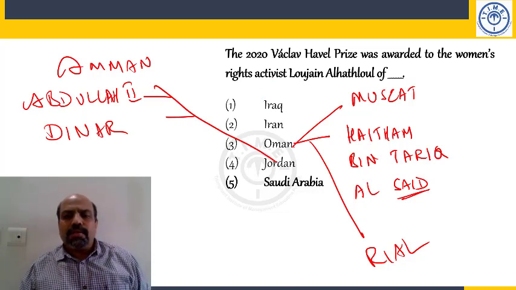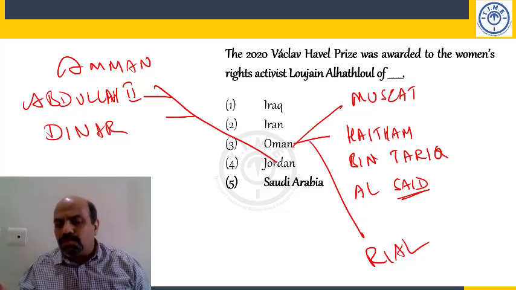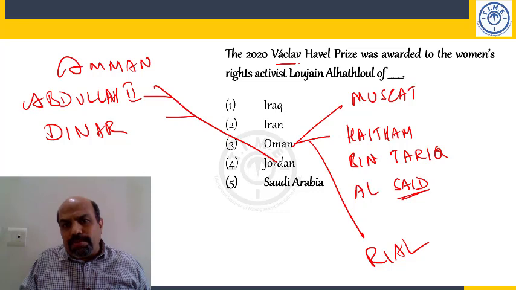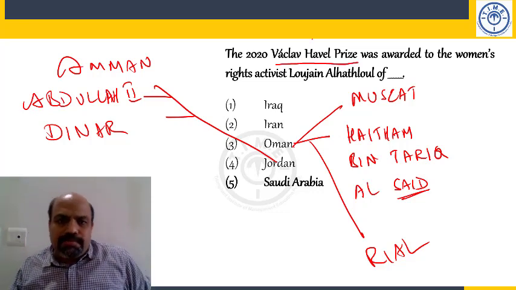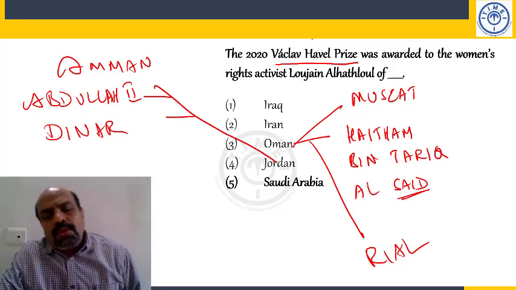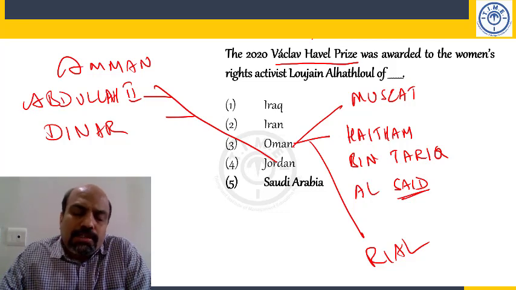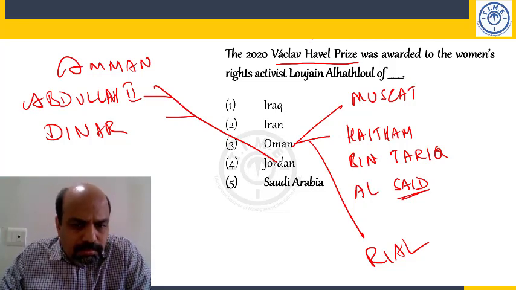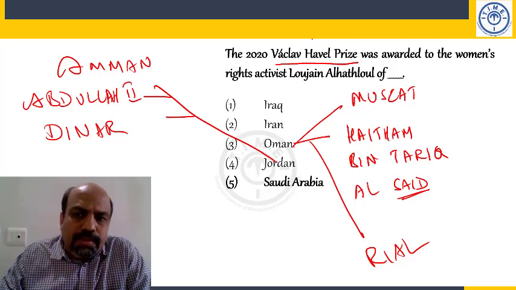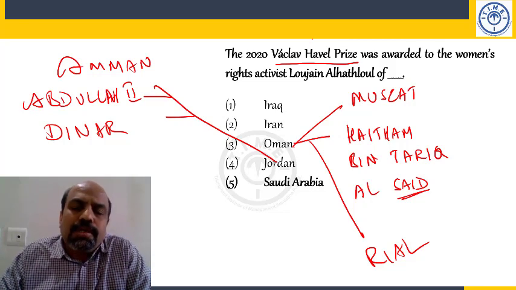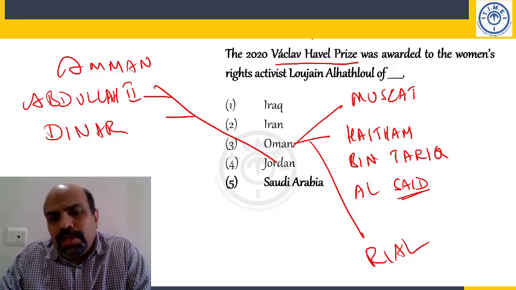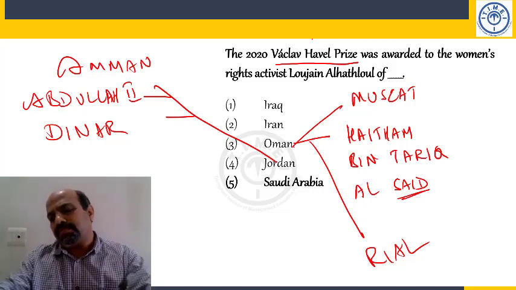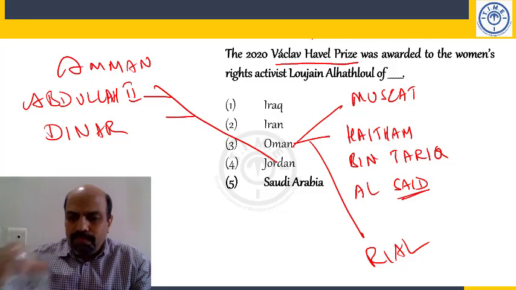And if you still wish to write as to what is the award given, by now you would have understood it's about human rights, defense of human rights. If in the end you still want to write one line, Vaclav Havel Prize given for outstanding contribution for promotion and defense of human rights in civil society.